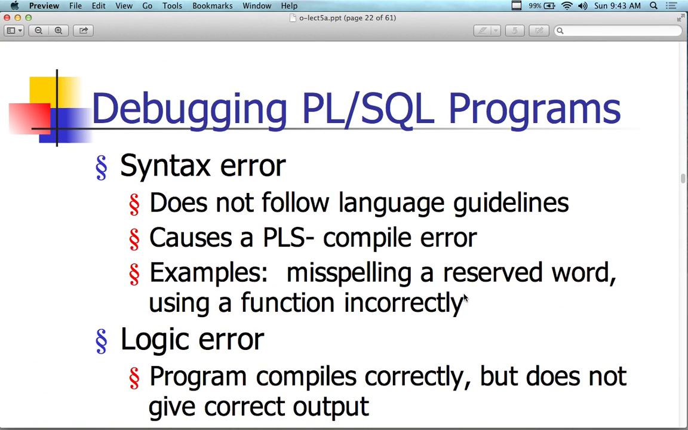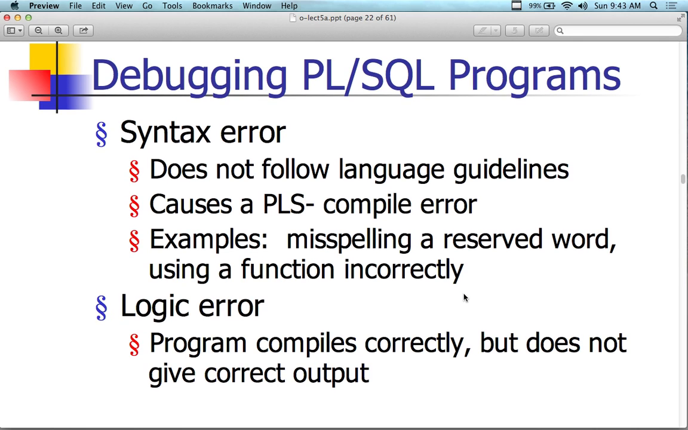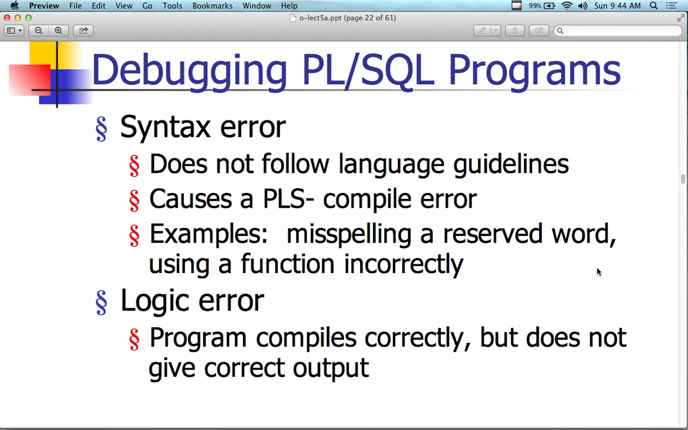So debugging a PLSQL program itself, we have syntax errors that might happen. It does not follow language guidelines if we have a syntax error, which means we left off a semicolon, or we left off an equals or something. So it causes a PLSQL compiler error, which means a window comes up and tells you, hey, there's an error in this. It's usually an example of some misspelling of a reserved word, or using a function incorrectly, or leaving out a parameter, or putting the parameter in the wrong order. And then we have logic errors. So the program compiles correctly, but it doesn't give correct output.